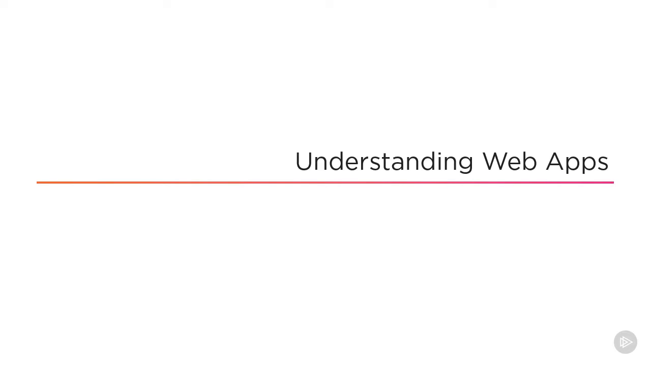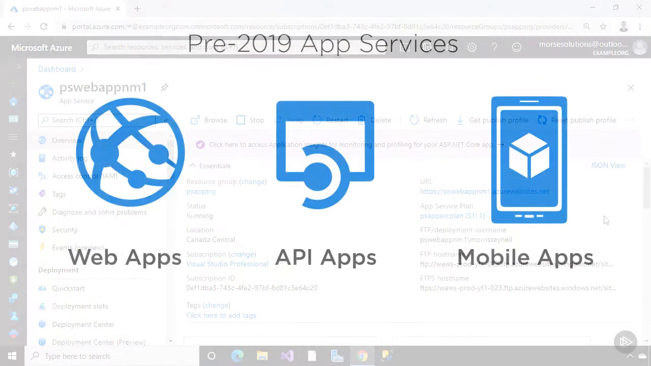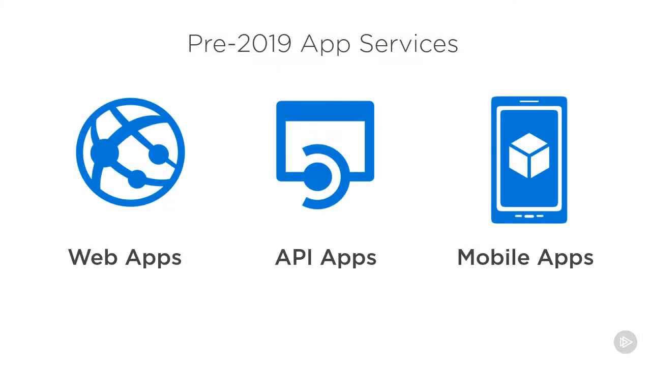Now let's talk about the main type of application you'll typically host on an Azure App Service, and that's web apps. Azure App Service has its origins in a service called Azure Websites. When you create a new app in App Service, it gets a default URL with the name you provide, suffixed with azurewebsites.net. Until recently, there were three types of app services you could create: web apps, API apps, and mobile apps.